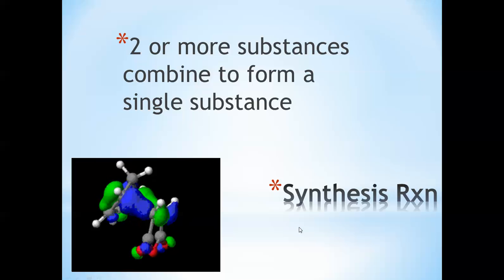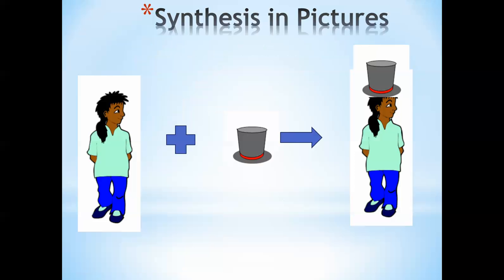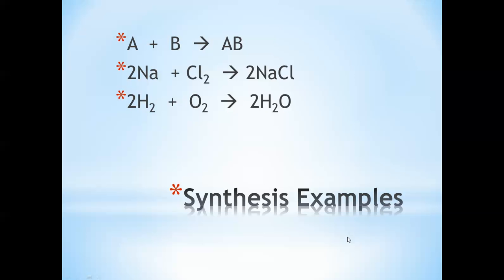The second type of reaction is called a synthesis reaction. In a synthesis reaction, 2 or more substances combine to form a single substance. In this example, you can see this person and this hat combine to form the person wearing the hat. One easy way to think about a synthesis reaction is A plus B yields AB. And here are 2 other examples.